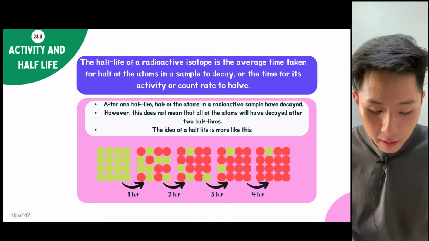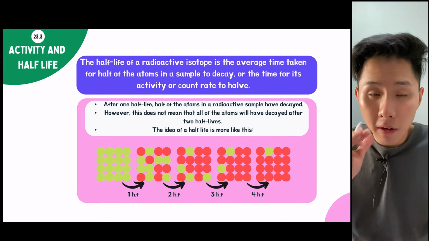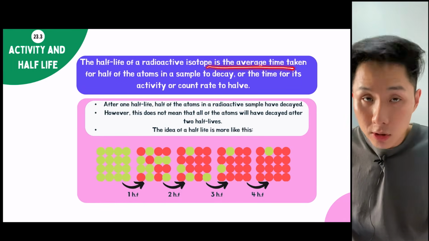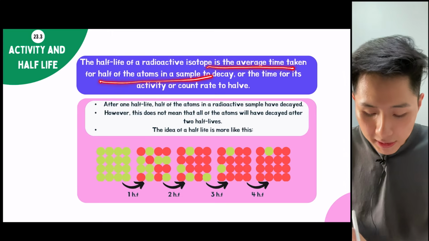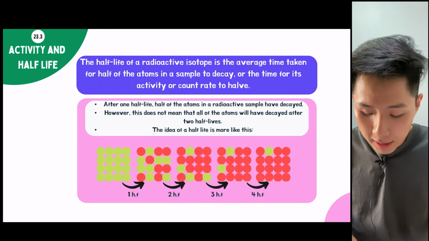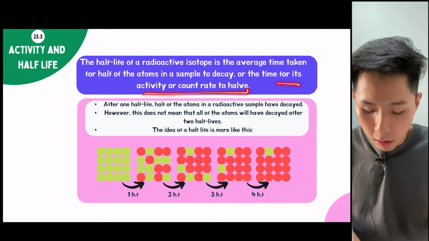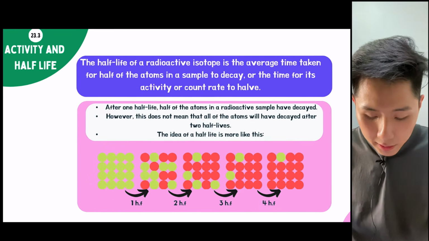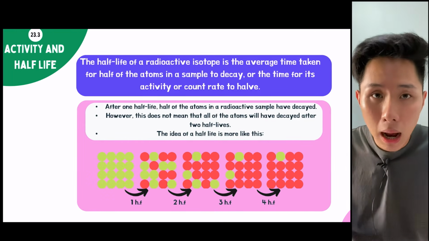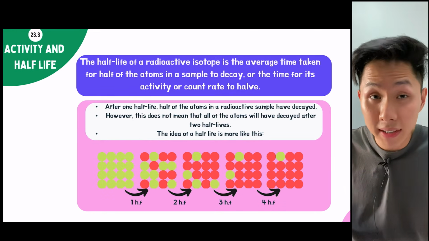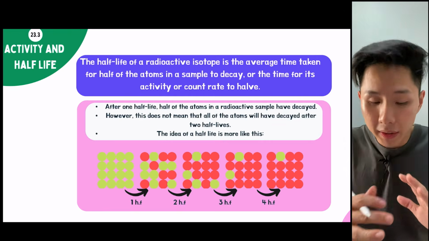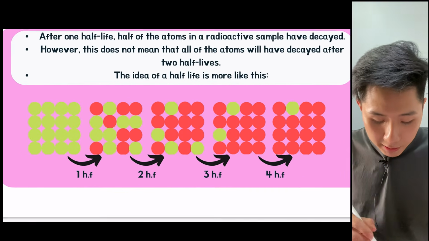We use the term half-life. The half-life of a radioactive isotope is the average time taken for half of the atoms in a sample to decay, or the time for its activity or count rate to halve. So it doesn't mean that after 2 half-lives, every atom will have decayed, and that's just not the case. I think a proper explanation would be like this.